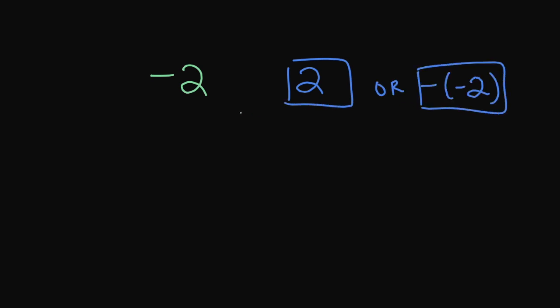What about the opposite or additive inverse of -2? The answer here is going to be a positive 2, or you may write it like this. Okay, and the reason why is because -2 plus 2 is going to equal 0. So we know 2 is the opposite of -2.